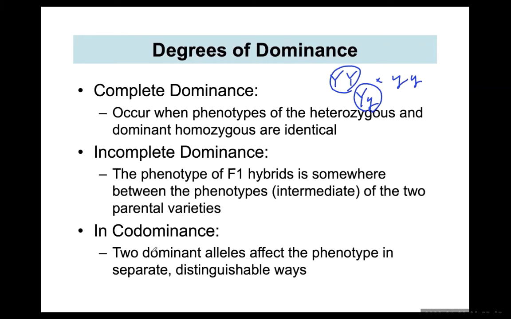Codominance: two dominant alleles affect the phenotype in separate, distinguishable ways. This is the ABO blood type. We will study that a little bit later.